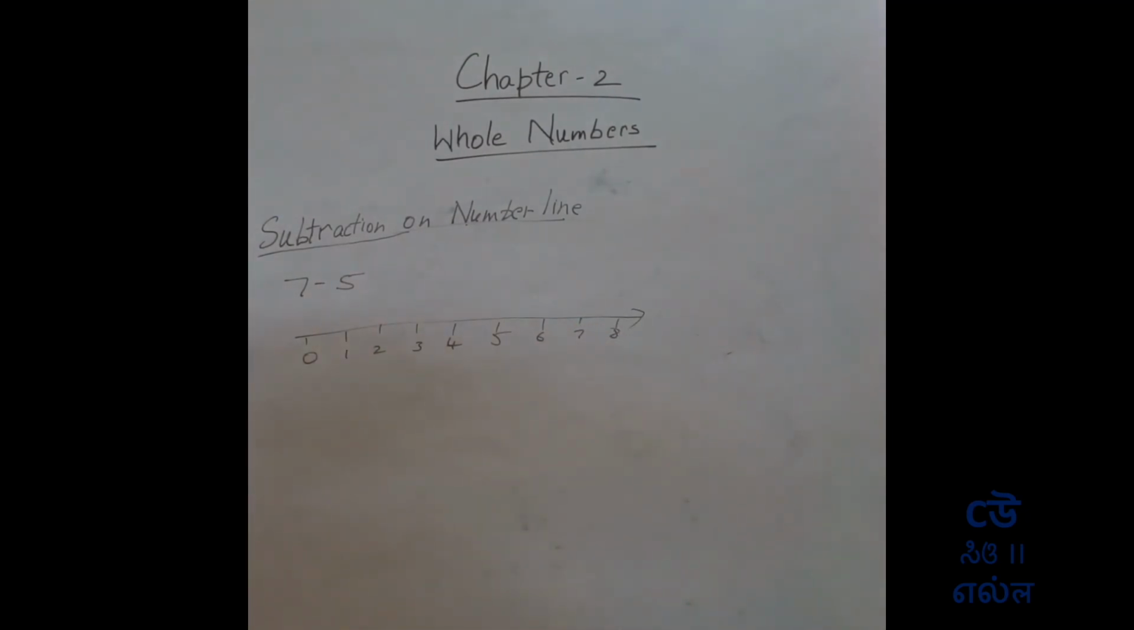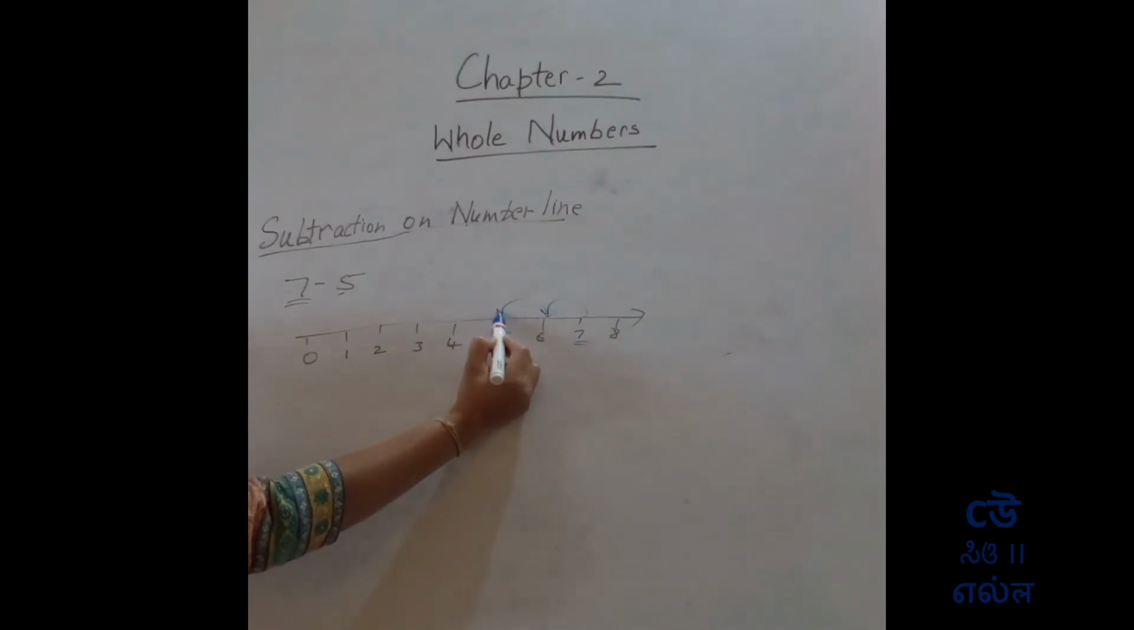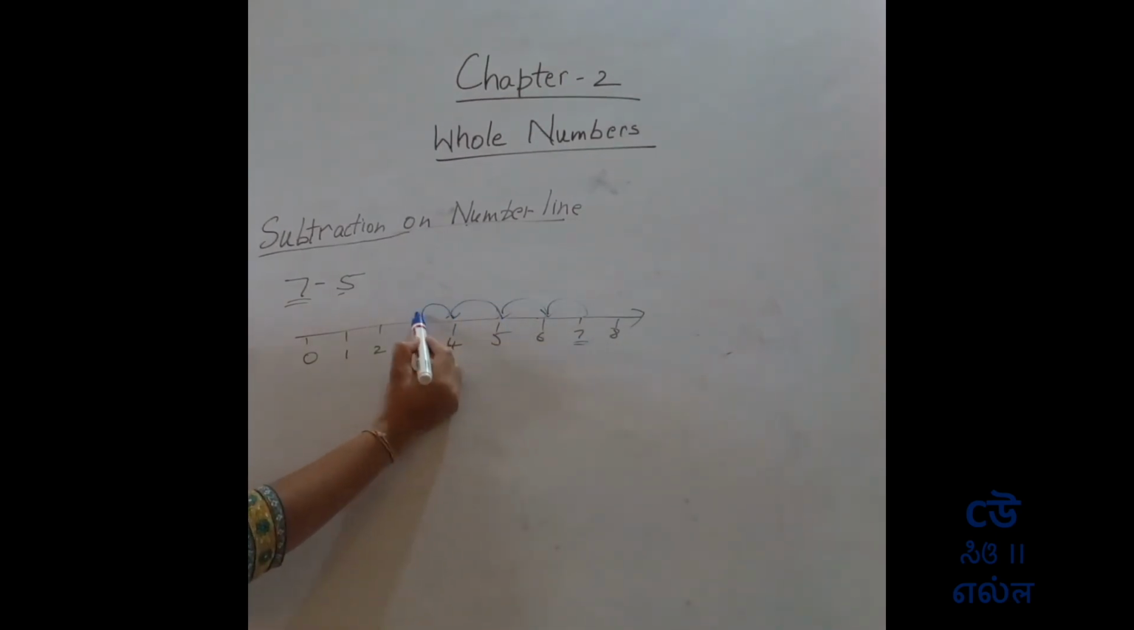Okay, so first they have asked 7. So where is 7 on the number line? We have 7 here, right? So minus they have asked. Minus means you have to go back. It's like the predecessor we do, right? So we have to go back. How many times do we have to go back? 5 times. They have asked 5. So from 7 you go back 1, 2, 3, 4, 5.